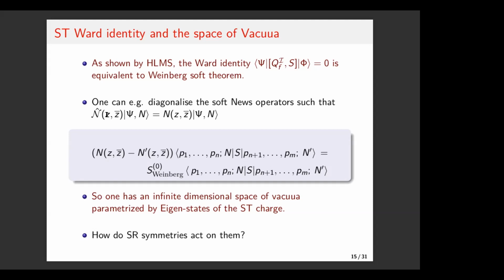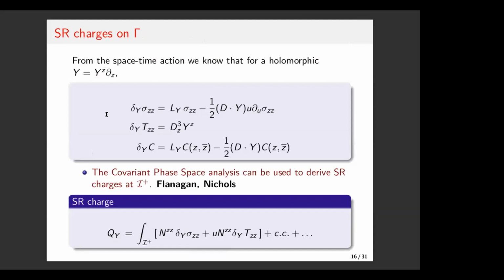And of course, we want to understand how super rotation symmetries act on this space of vacua, for example. Now, I'm just going to look at, say, a holomorphic vector field just for simplicity. And we know from the space-time perspective what the action of super rotations is on all the fields at Scri. So we know how it acts on the finite energy shear, on this Garros tensor, and also on the constant shear mode. And now we can use this standard covariant phase space or Wald-Zoupas type analysis to derive super rotation charges at Scri plus or Scri minus. So this is the expression that we find.